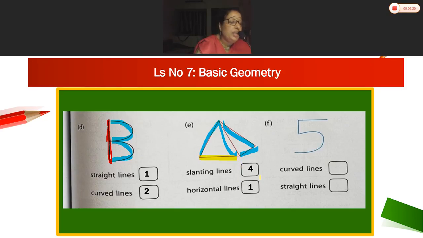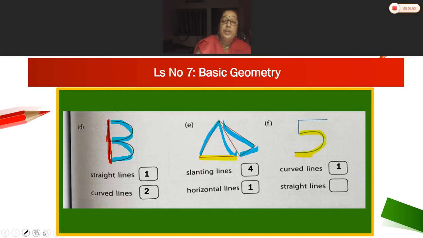So, how many slanting lines are there? 4 with the blue color. 1, 2, 3, 4. And how many horizontal lines? 1. Okay, now come to F, that is number 5. Now tell me children, how many curved lines are there? One with a yellow color.